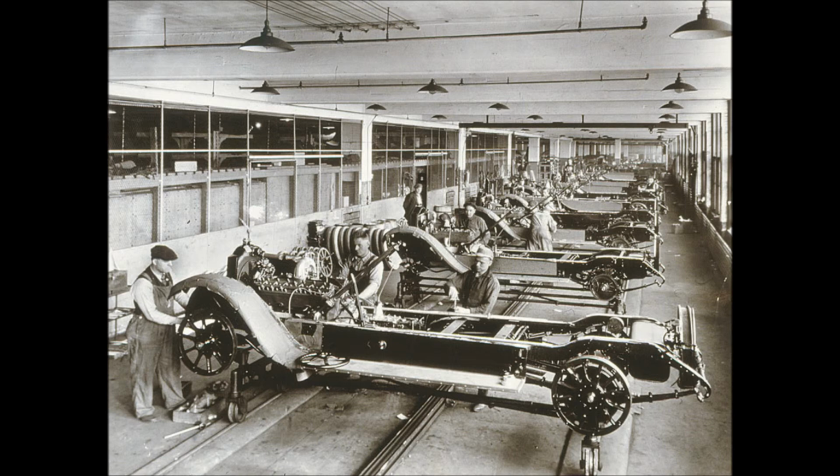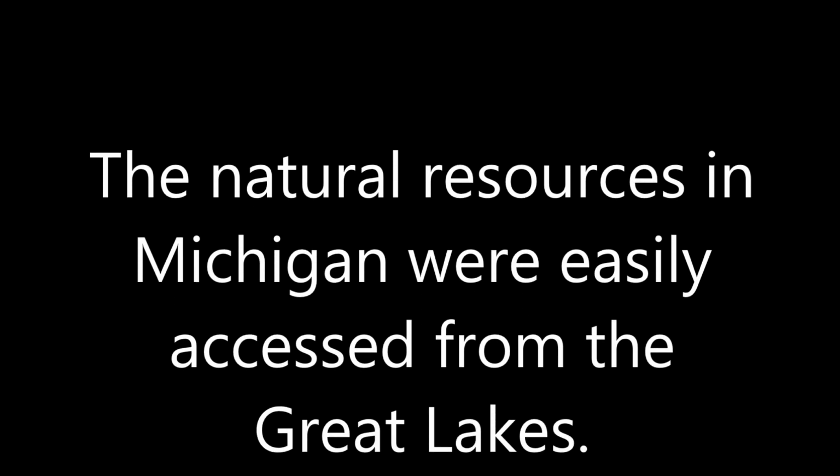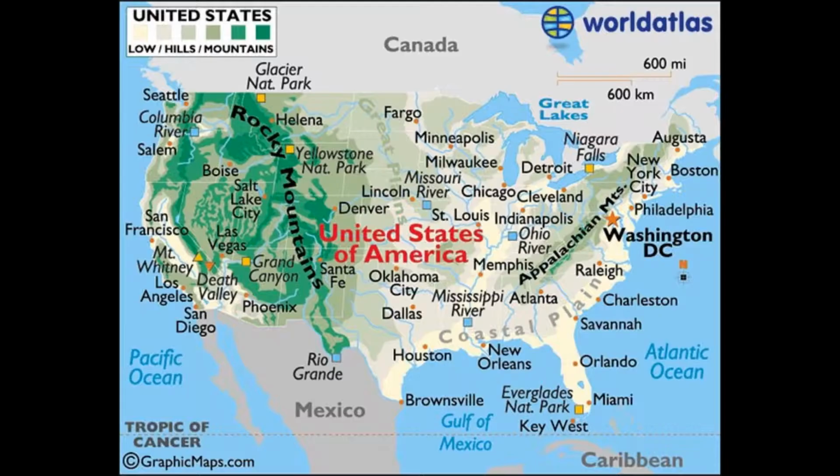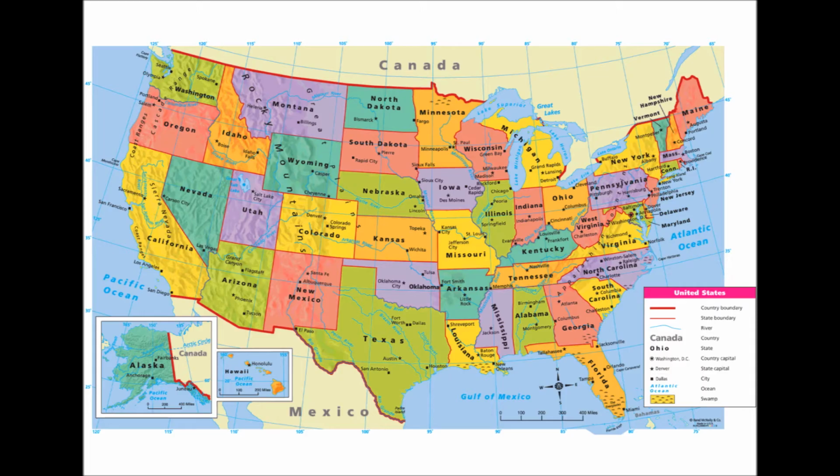How has the automobile industry changed because of technological advances? Michigan's natural resources were used because they were easily accessed and transported on the Great Lakes. This is where maps can be useful. Both of these maps show the Great Lakes as well as the rest of the United States, but will students understand how these 2 maps vary?